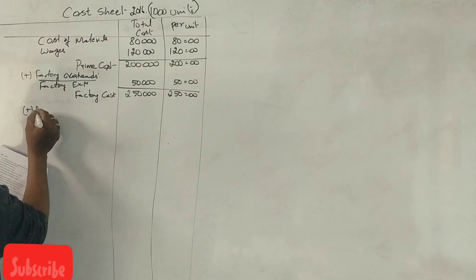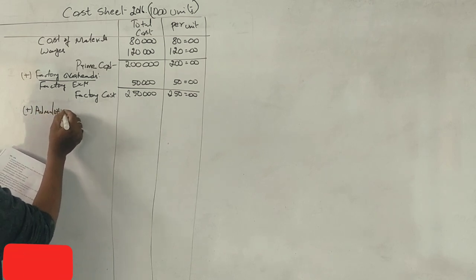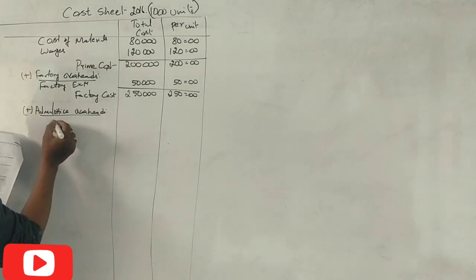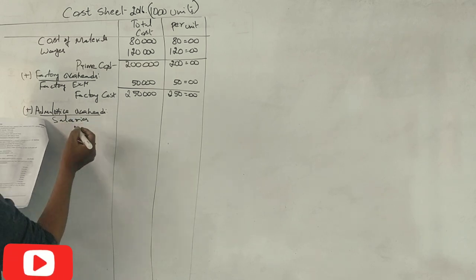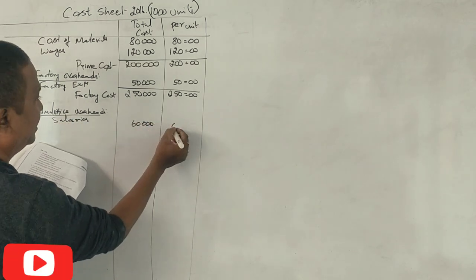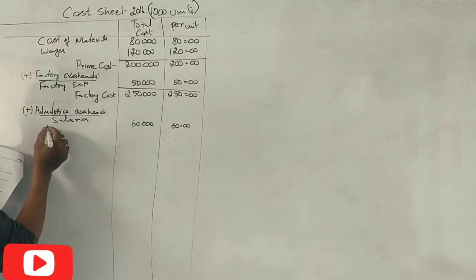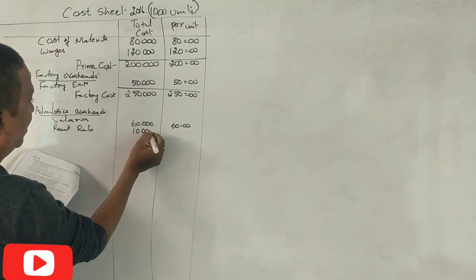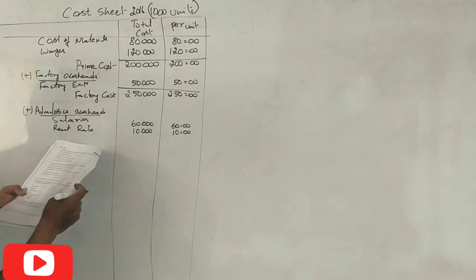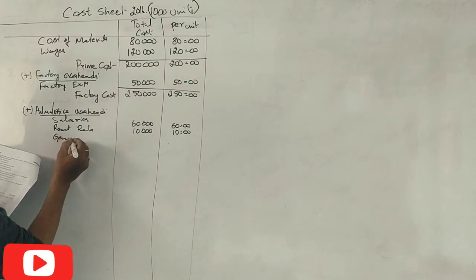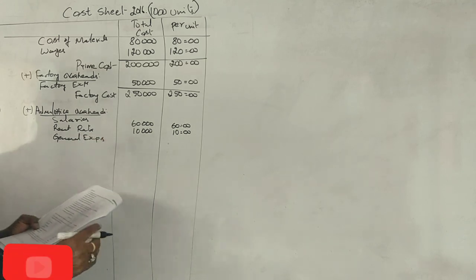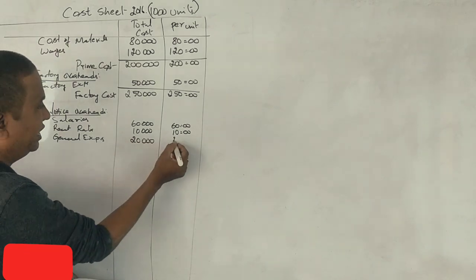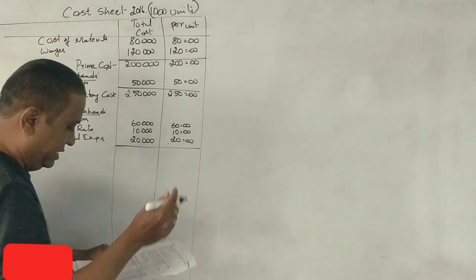To this factory cost, we have to add administration or office overheads. See, salaries we pay in the office only. Salaries is 60,000. For one unit, it becomes 60 rupees. Rent, rates, taxes, insurance, 10,000 rupees for 1,000. One unit, it is 10 rupees. Next is general expenses. Usually general expenses is nothing but other expenses which are related to office, which comes to 20,000 rupees and you get 20 rupees per unit. Right or wrong?